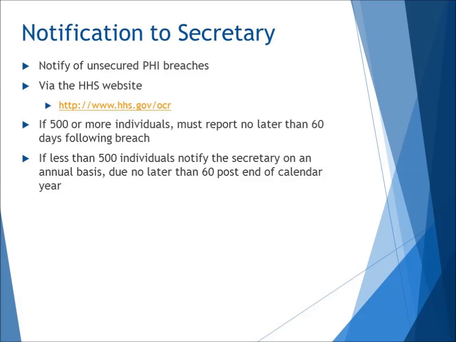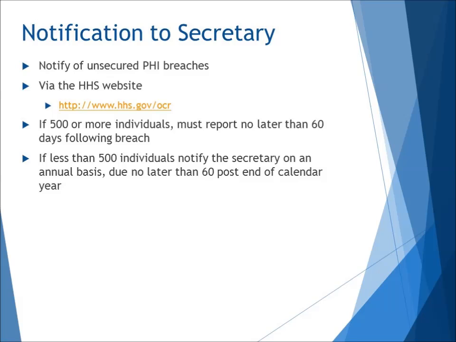All right, next is notification to the Secretary of Health and Human Services. In addition to notifying affected individuals and the media, covered entities must notify the Secretary of breaches of unsecured PHI. They can visit the HHS website, which is at hhs.gov/OCR, and you can find it from there. You fill out the electronic form. It's a breach report form. If it affects 500 or more individuals, the covered entities must notify the Secretary without unreasonable delay and in no case later than 60 days following a breach.